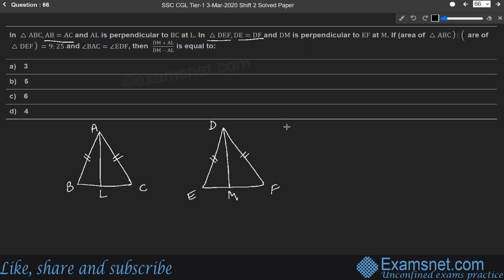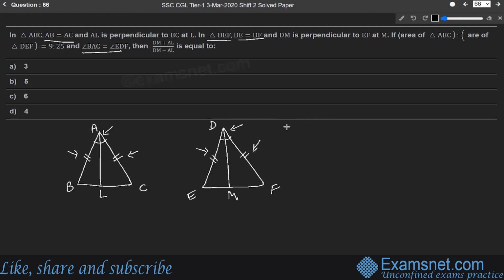Firstly, let us understand both the triangles. You can see that in both the triangles, this side and this side are equal. And one more angle is equal, which is BAC equal to EDF. What is BAC? This is BAC. EDF is this. So both these angles are equal and both the sides of the triangles are equal in both the given triangles. So we can say that both the triangles are similar triangles.